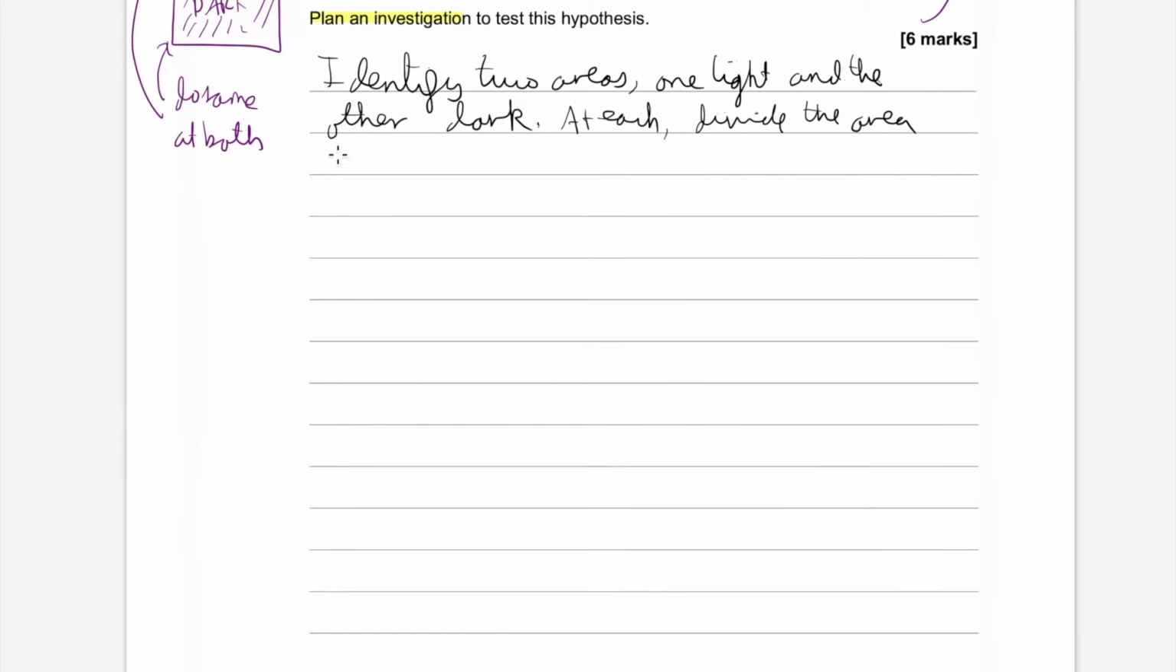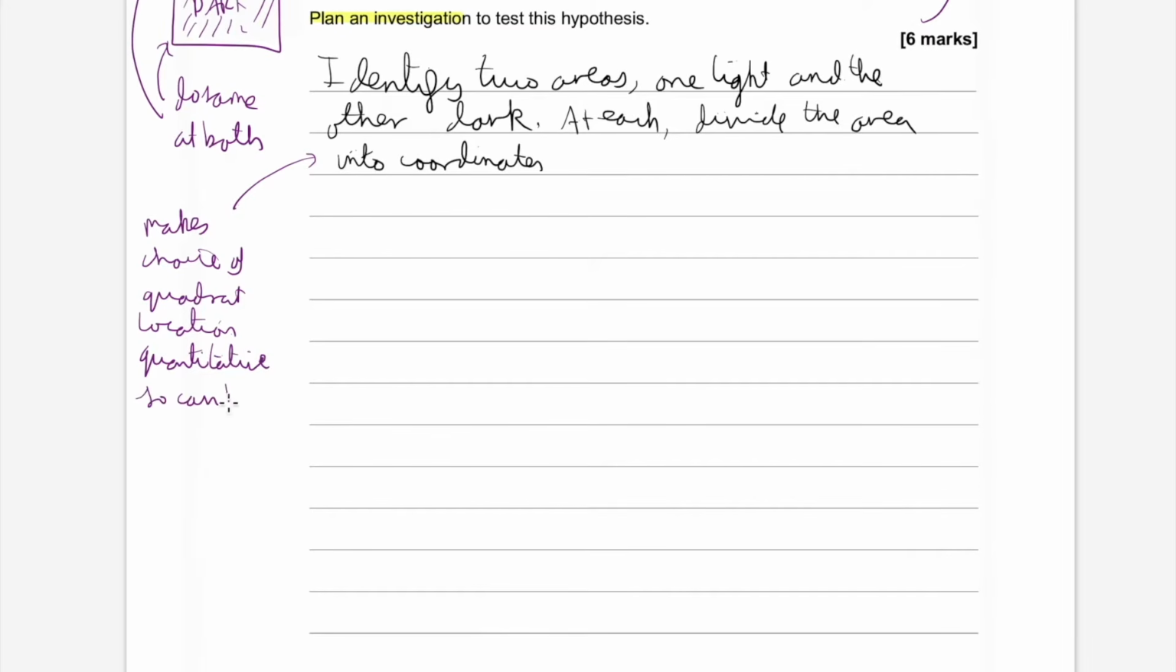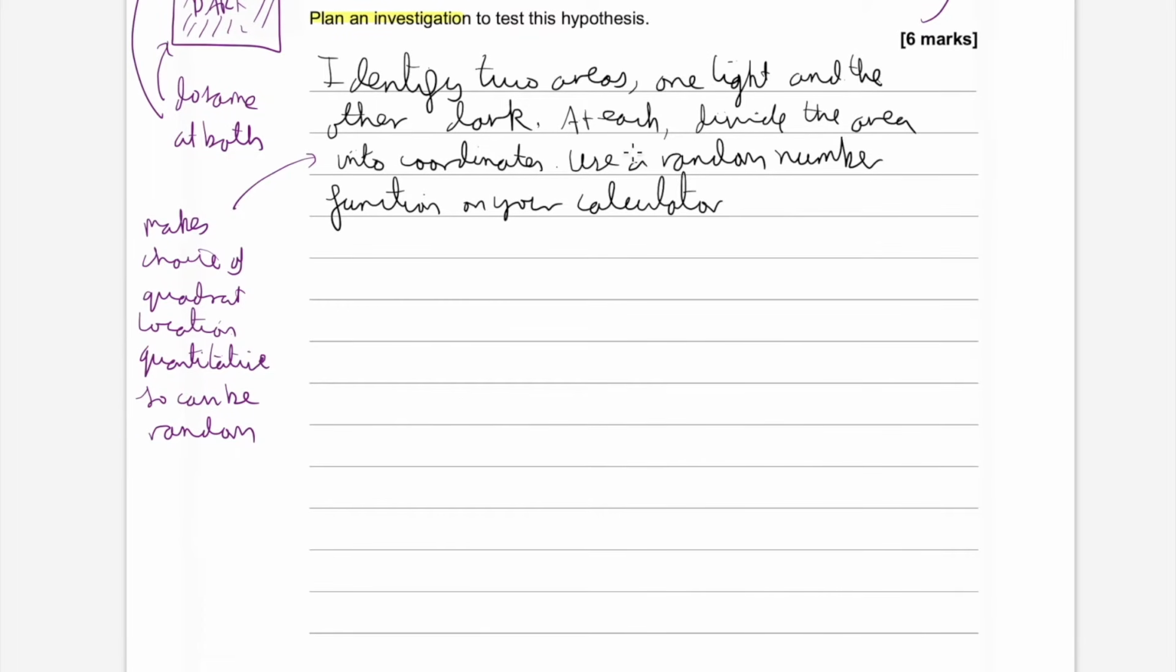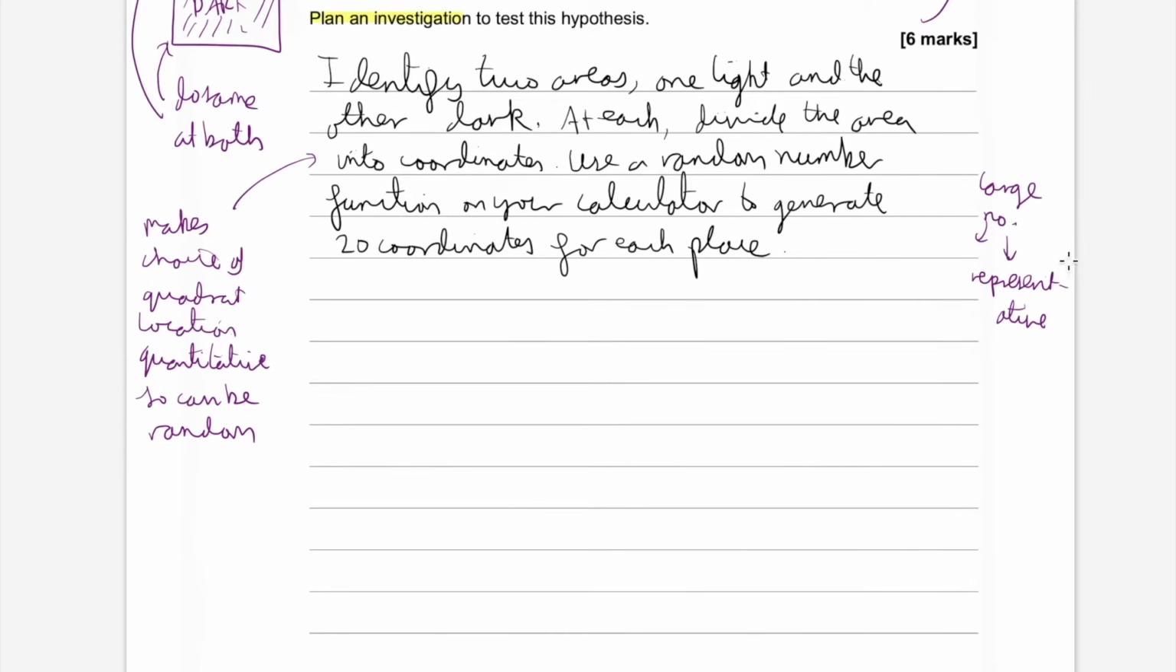At each, divide the area into coordinates. This makes the choice of quadrat location quantitative, so we can use a random number generator function. If one were to go into the field and simply choose locations, there is a large degree of subjectivity, which would undoubtedly cause bias. Use a random number generator function on your calculator to generate 20 coordinates for each place. 20 is a large number, and using a large number ensures that our samples will be representative of each of the fields we are studying.